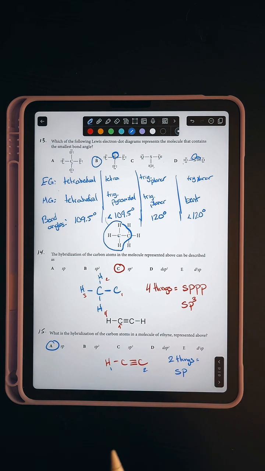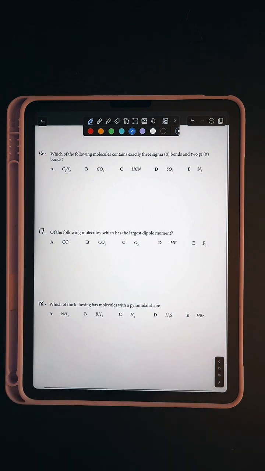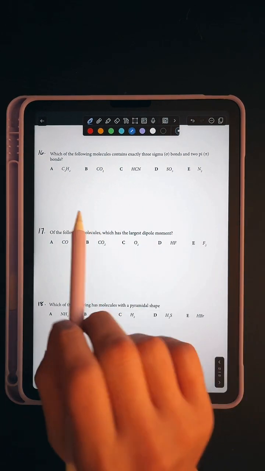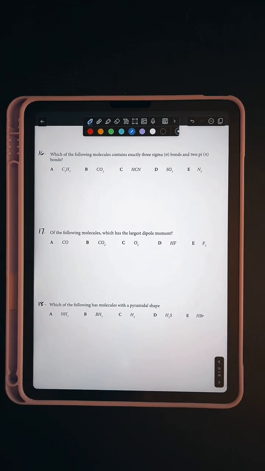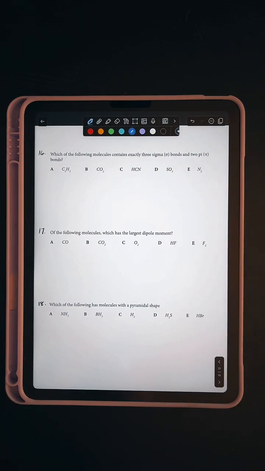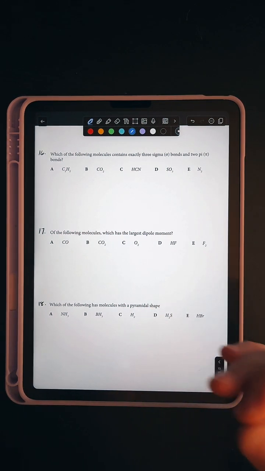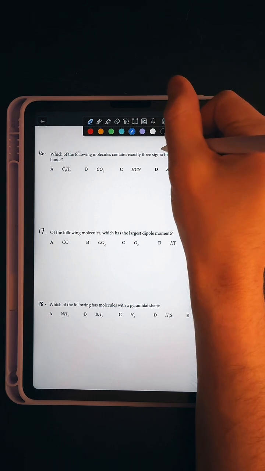Now, I also saw a question about sigma and pi bonds. So let's talk about sigma and pi bonds. Sigma and pi bonds go hand in hand with question number 16. 16 asks, which of the following molecules contains exactly 3 sigma bonds and 2 pi bonds? Well, let's first describe what a sigma bond is and a pi bond is.